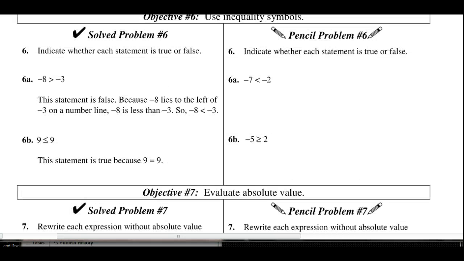Okay. Pencil problem number 6. We're dealing with inequalities. So here we want to determine whether it's true or false. So remember, when you have an inequality symbol, something like x less than y, what does this mean cognitively? What's the idea of this symbol? This would say that x is smaller than y.